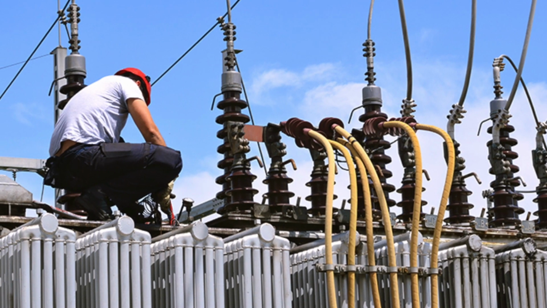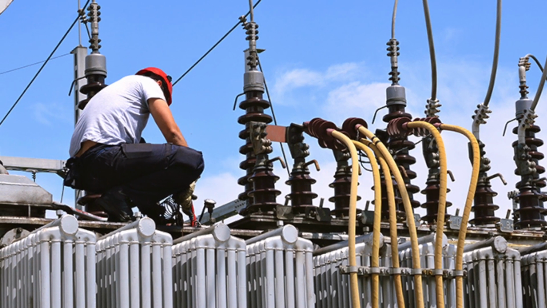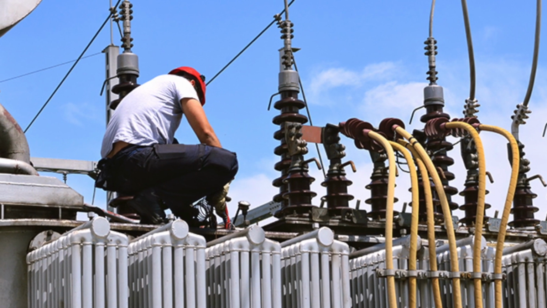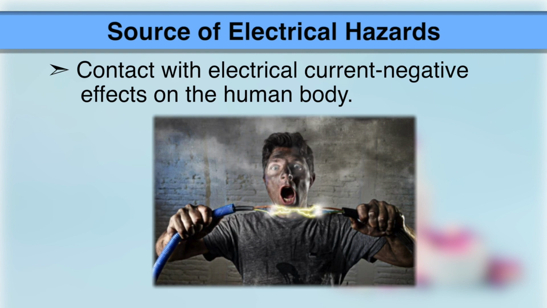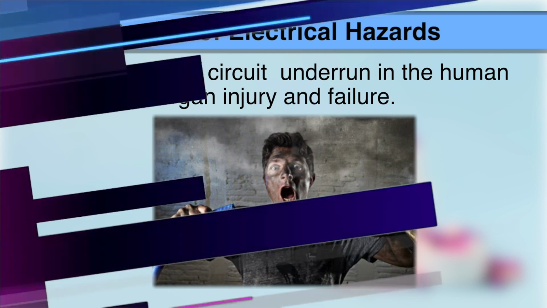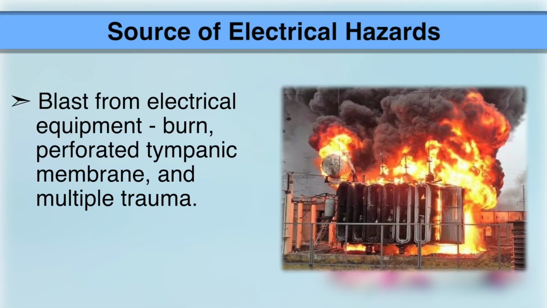Working near the apparatus or with electrical devices are also important factors for electrical hazards. Working near them, and contact with electrical current, may cause negative effects on the human body. The electric current can run through the human body, which leads to organ injury as well as failure. A blast from electrical equipment can cause burns, perforated tympanic membrane, and also multiple trauma.